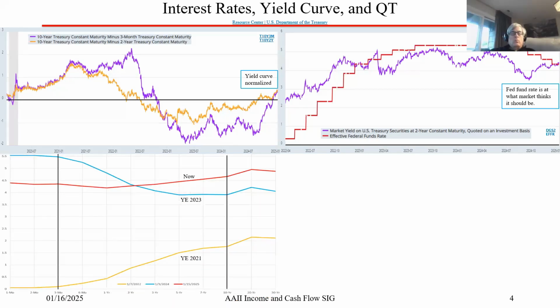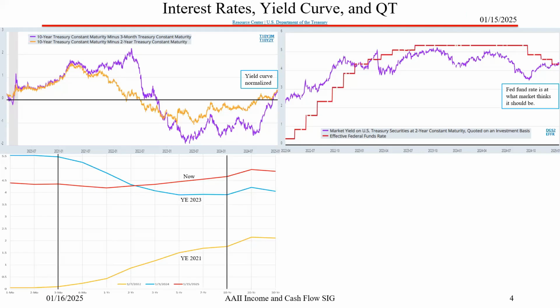Now the yield curve: the x-axis is the maturity from 1 month to 30 years, and the y-axis is the rate. There are 3 lines here. You look at the bottom, that's the normal curve, and that's what we had at the end of 2021.